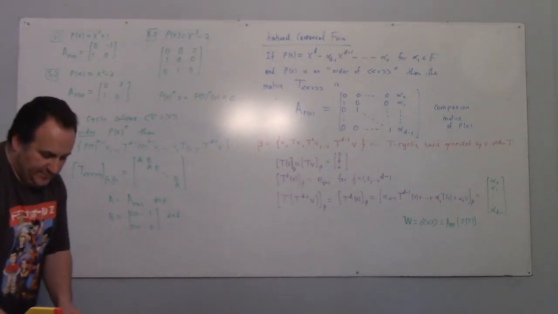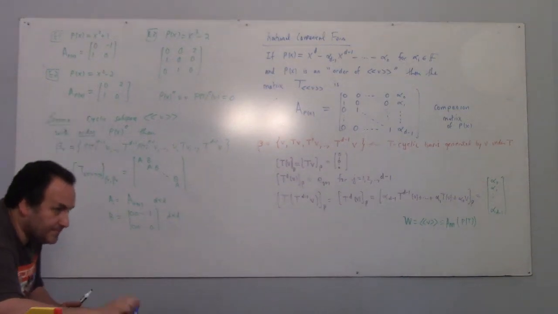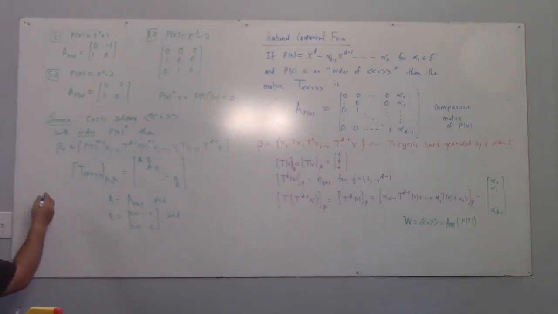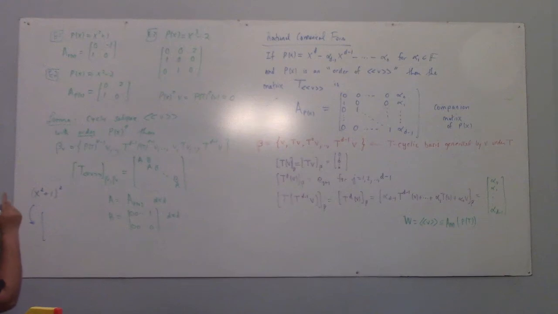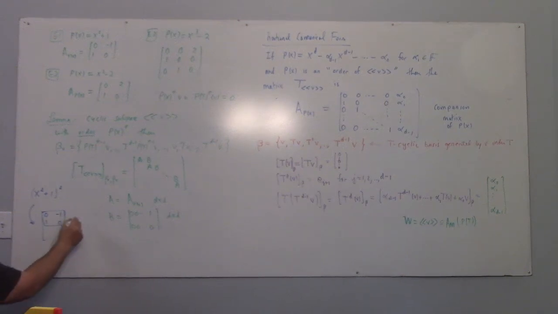Let me be specific here. If you had x squared plus 1 squared, then this would give you our A from example 1 on the diagonal blocks, and 1 up here.